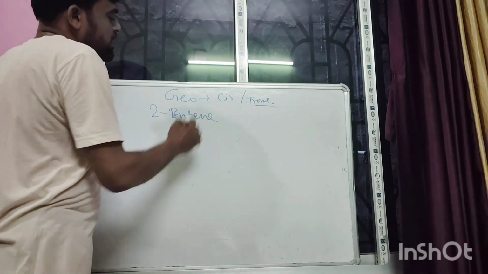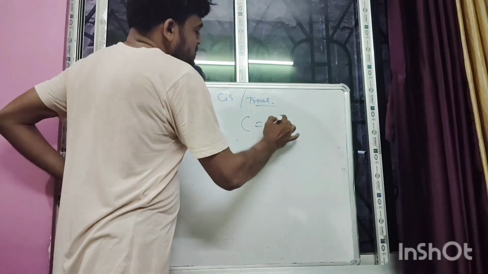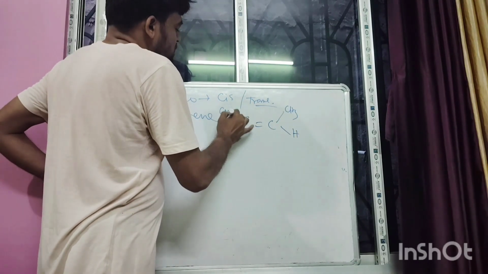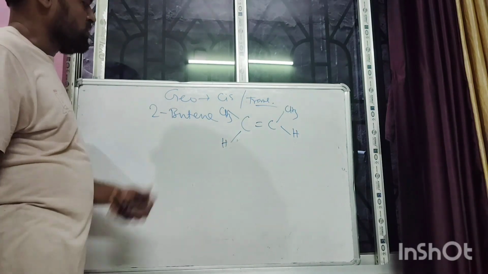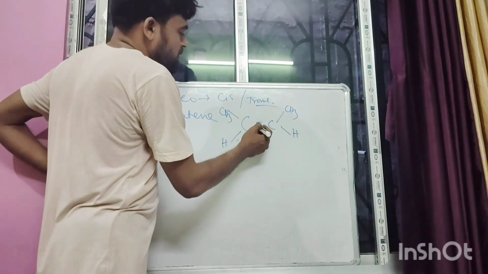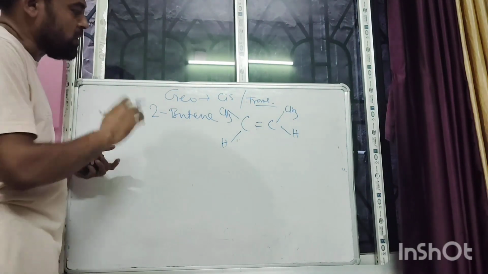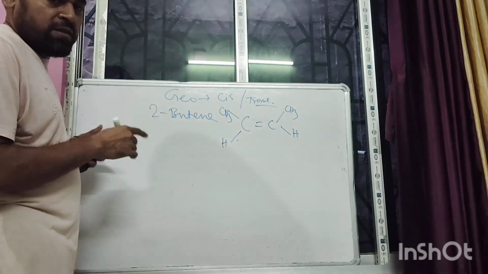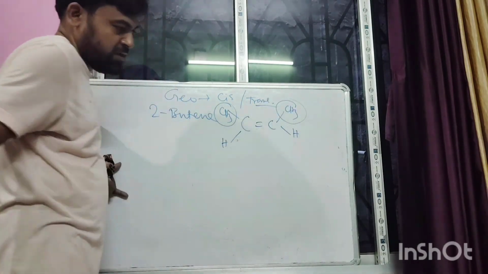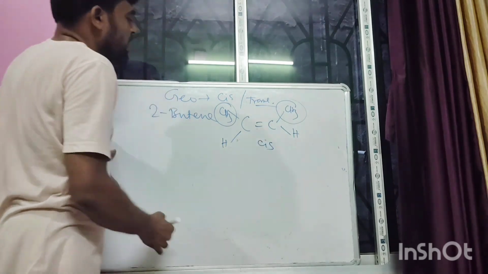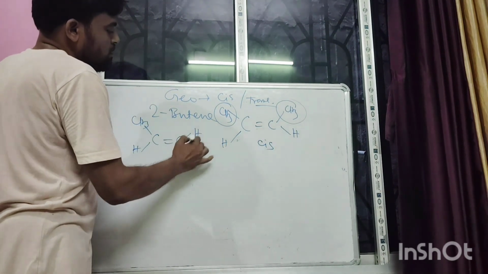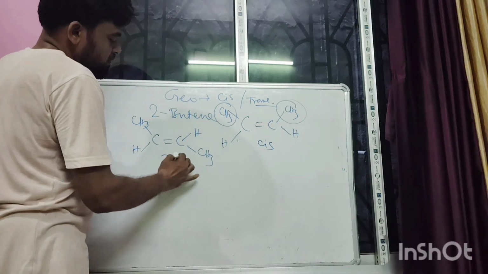2-butene. Here in 2-butene, C double bond C, with CH3, H and H, CH3. This is 2-butene. Four carbon atoms are present, so it is but, and the double bond is present at position 2, so it is called 2-butene. In 2-butene there are two types of isomer. When the similar groups are on the same side, it is called a cis isomer, and if the similar groups are on opposite sides, it is called a trans isomer. This is a trans isomer.